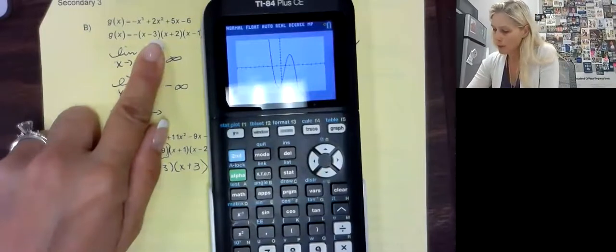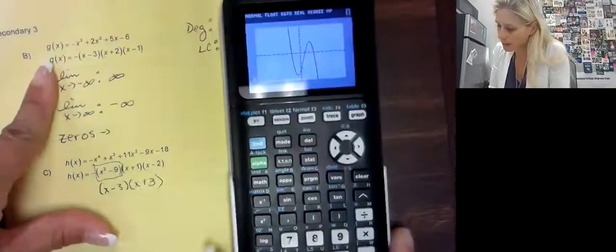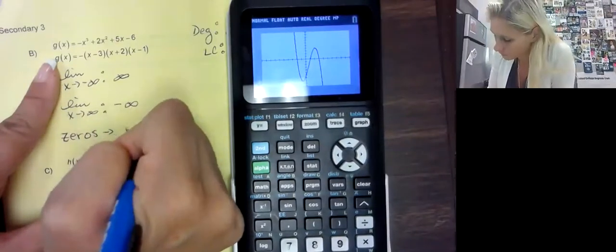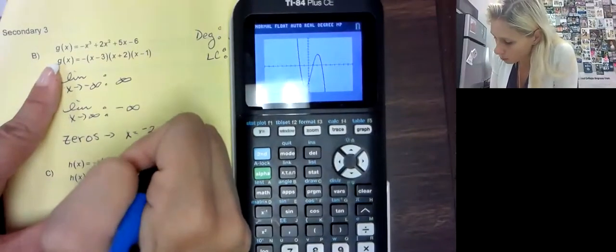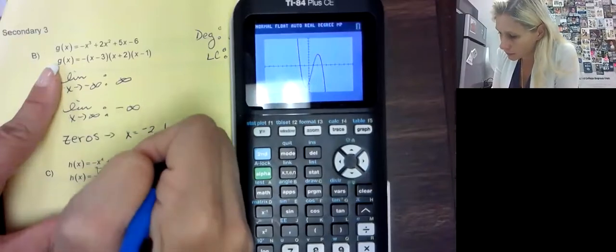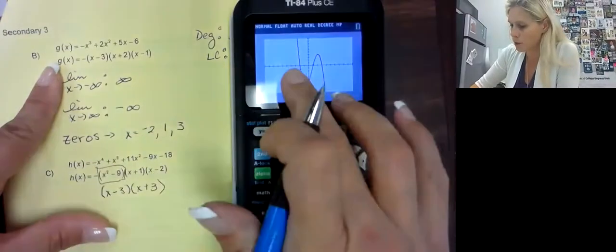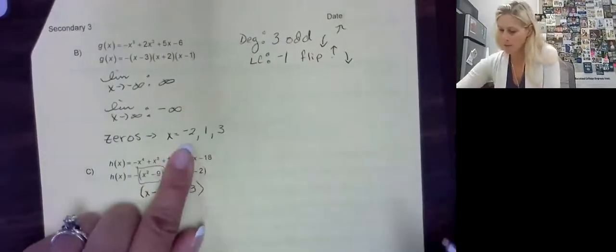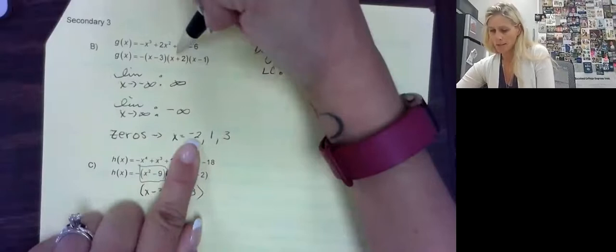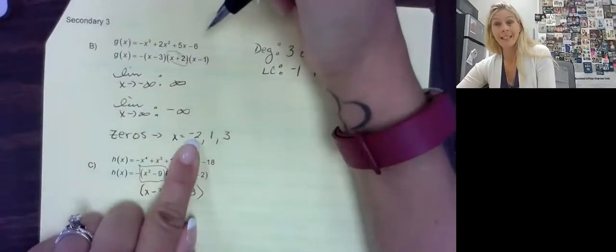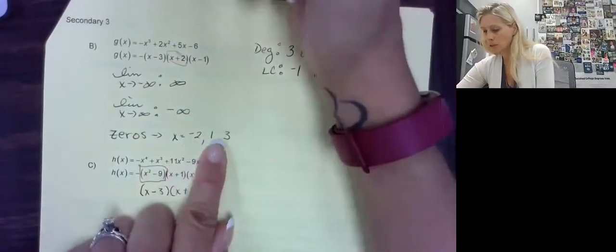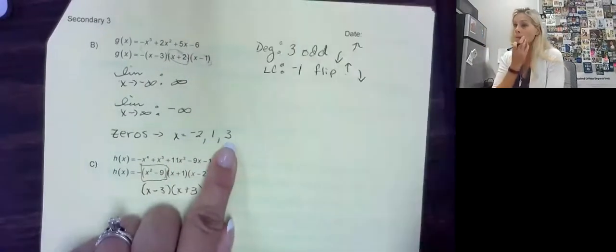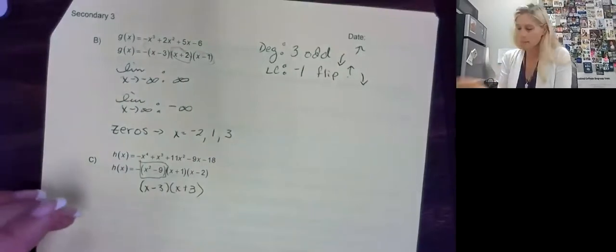There we go. And where is it crossing? It's crossing at x equals -2, x equals 1, and x equals 3. You guys see that? -2, 1, and 3. And if you look back at our factored form, the -2 is coming from right here, because what makes that 0, hence why it's called a zero: -2, 1, and 3.